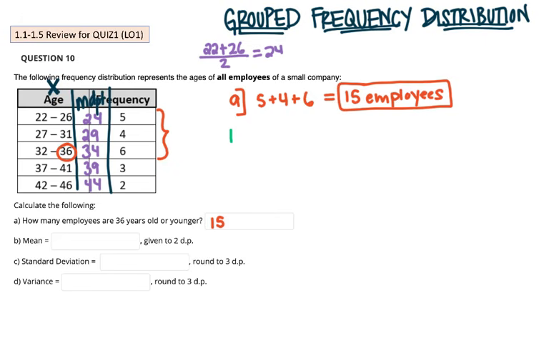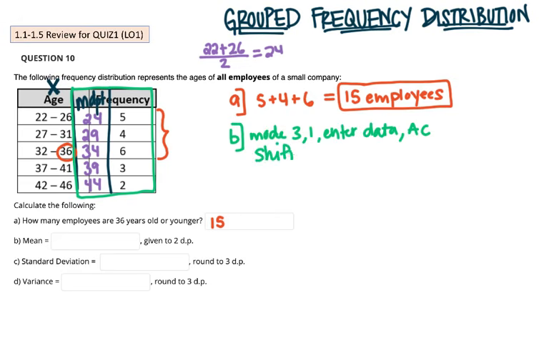Part B, where it's asking for the mean, let's enter everything in our calculator, the midpoint and the frequency. So we do mode 3-1, and then to get the mean, we do shift 1, 4, 2, and we will get that the mean is 32.25.